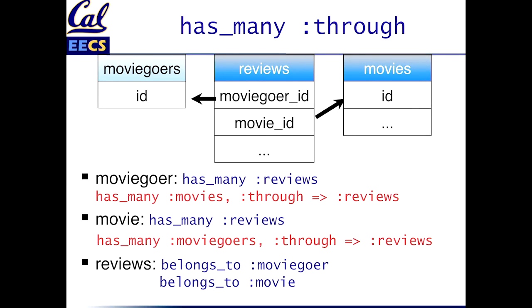And there's no conflict in belonging to more than one thing, because remember that belonging to moviegoer and belonging to movie implies two separate foreign keys, right? Remember the mnemonic: which table has the foreign key in it? It's the table of the owned model. So if the review is owned by two different kinds of things, that just means that table has to have two different foreign keys in it, representing the ownership through each one of the other models.